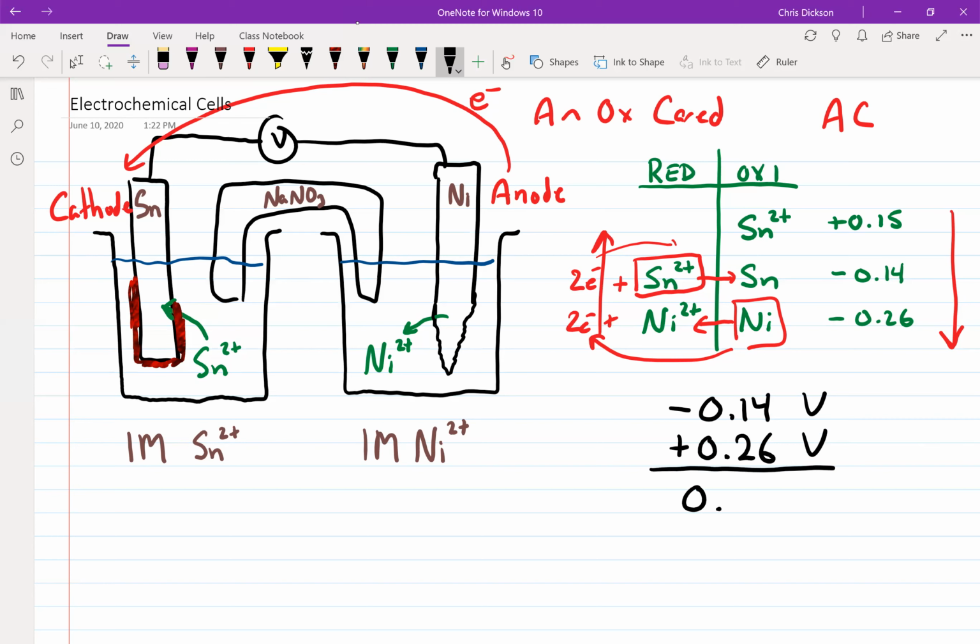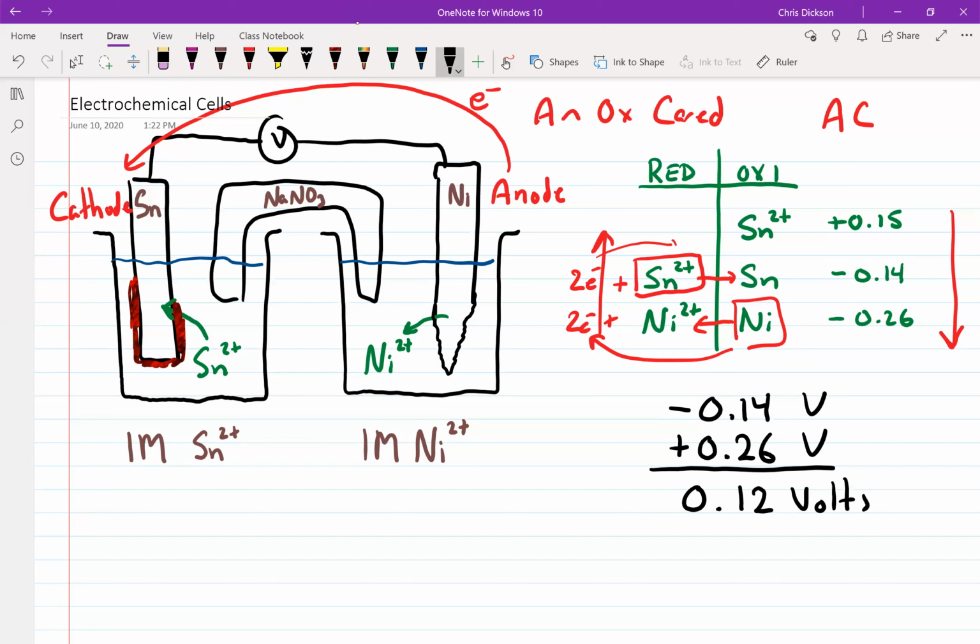Oh, no, sorry, my bad. Wrong button here. Sorry, guys. Just one sec. I lost my pen here. Oh, there we go. Let's choose that one there. So that's going to be 0.12 volts. It's not a very powerful battery at all.